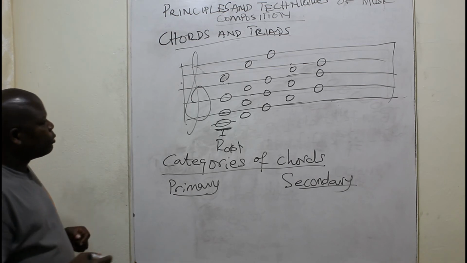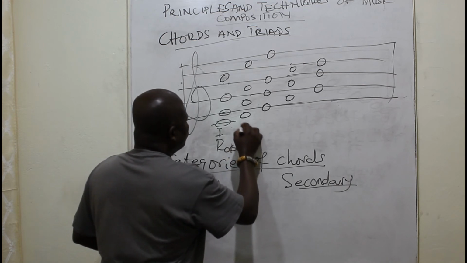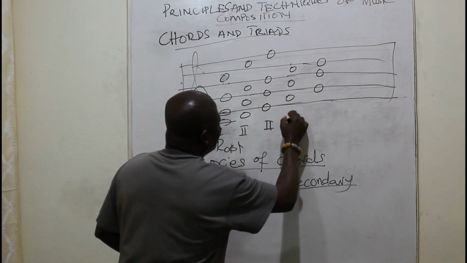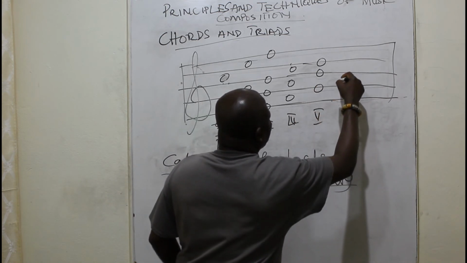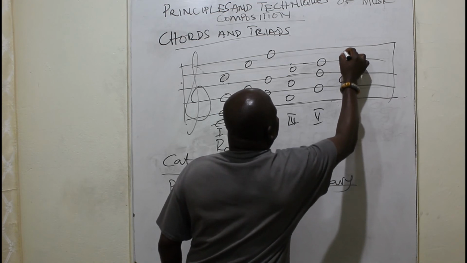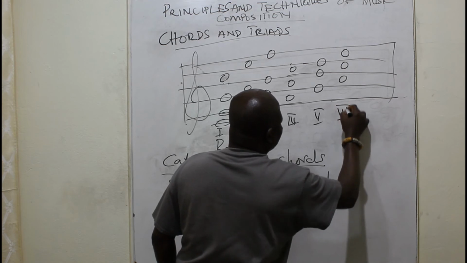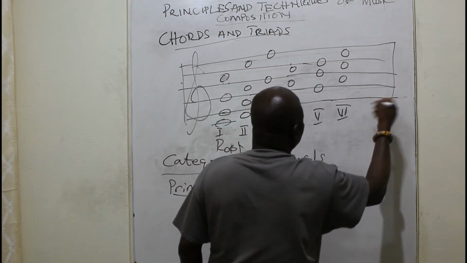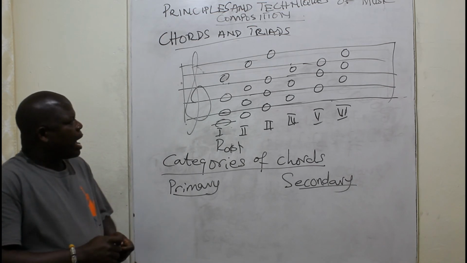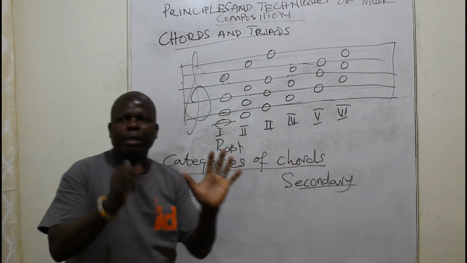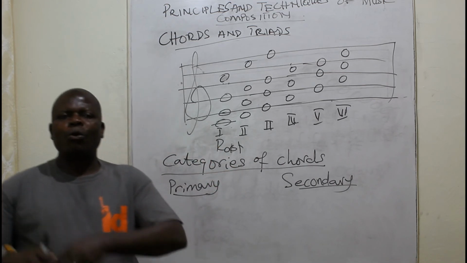Within the chords we have chord 1, chord 2, chord 3, chord 4, chord 5, and then chord 6, which is VI, and then chord 7, and so on and so forth. Out of these chords, we have put them into groups. We have the ones that are called primary, and the ones that are called secondary.